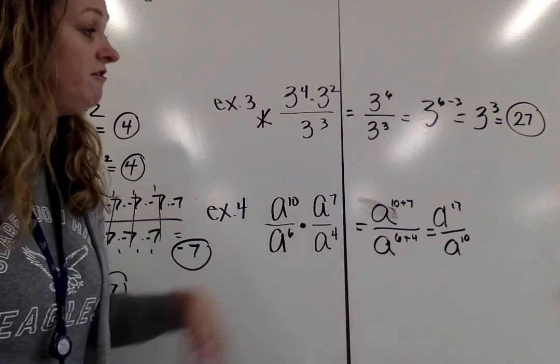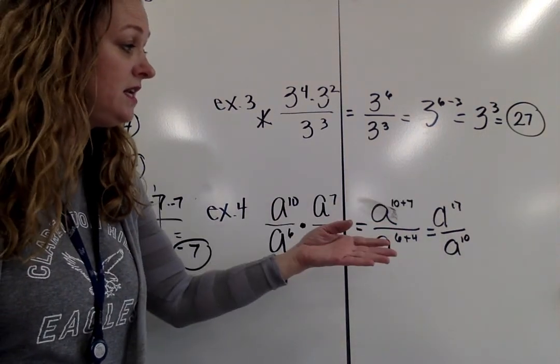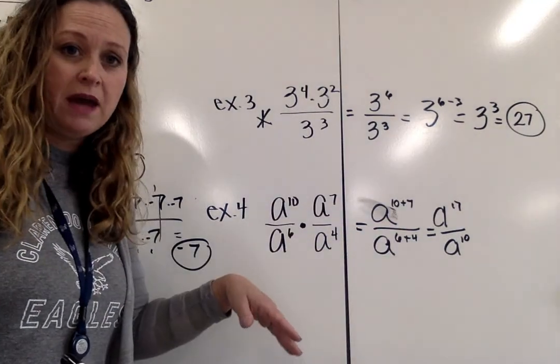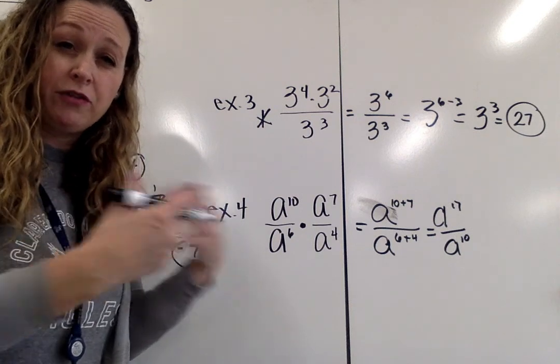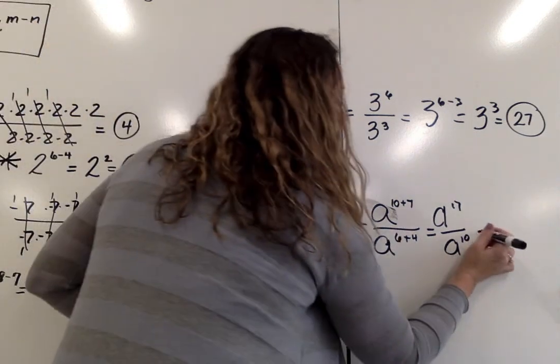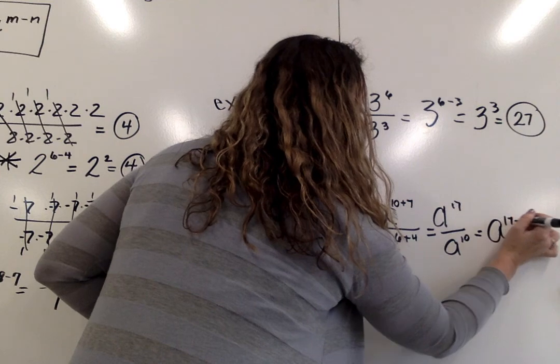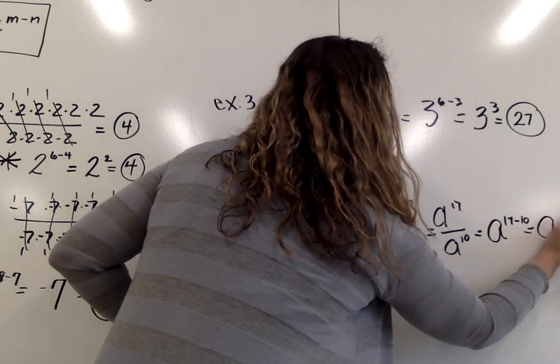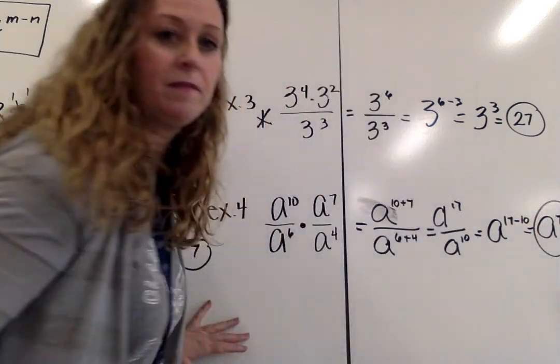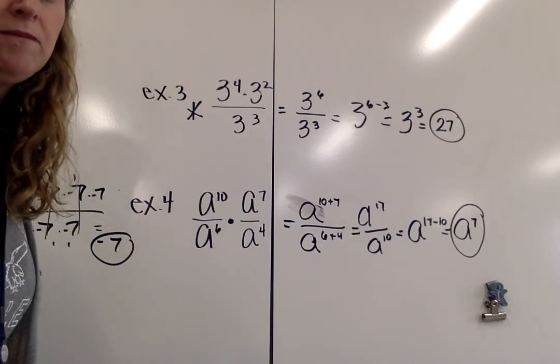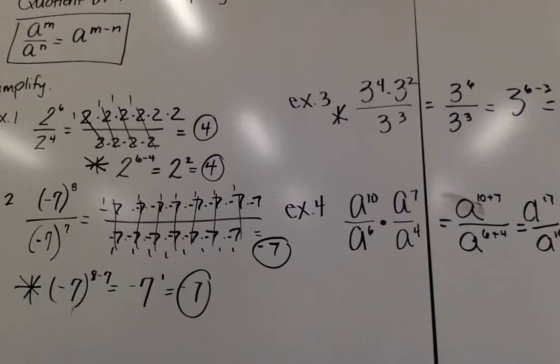Well, now I use my division rule to say there's 17 a's on the top and 10 a's on the bottom. If I were to write them all out, they're going to be canceling out, so I subtract. And that looks like a to the 17 minus 10, so a is to the 7th power. So let's do a quick recap of what we've done here.